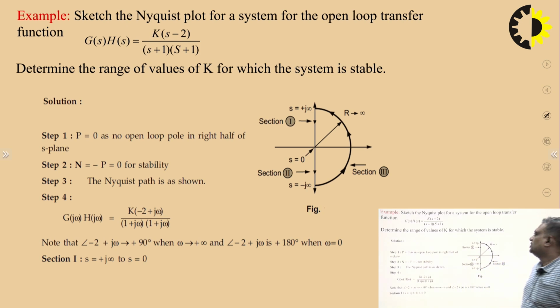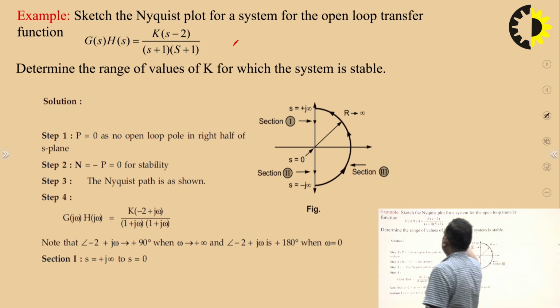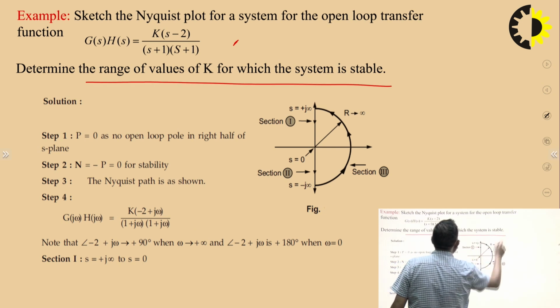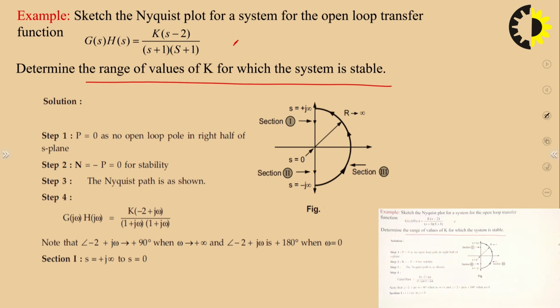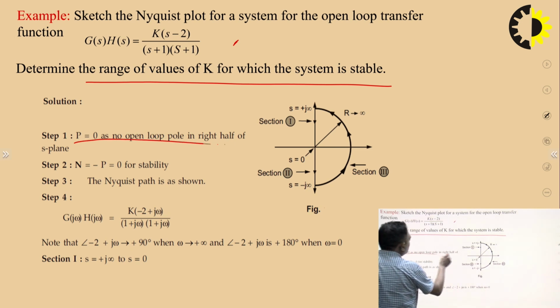Let us suppose this is the transfer function given to us. We have to determine the range of values of k for which the system is stable. First of all, we have to find out how many poles of this open loop transfer function are lying on the right half of the S plane. You can see both poles are at s equals to minus 2 and s equals to minus 1, so there is no pole in the right half. It means p equals to 0.